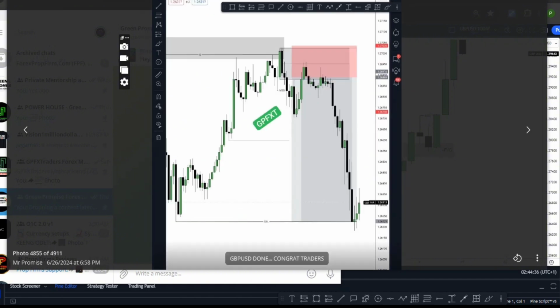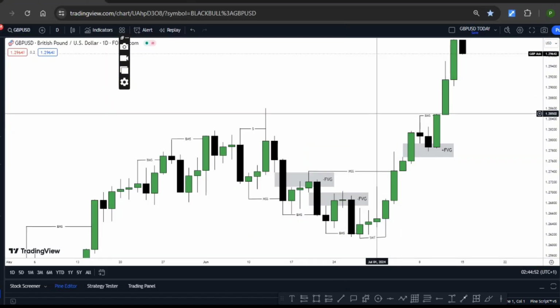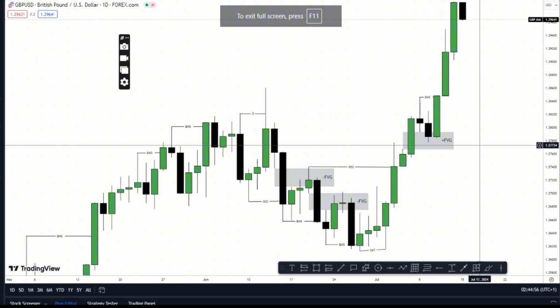The setup hit CP. It did CP on 26th of June 2024 around 6:58 p.m., that's UTC+1 Nigeria time. Okay, so that was a swing setup, guys, more of a swing setup. So let me share with you traders how I caught that setup.